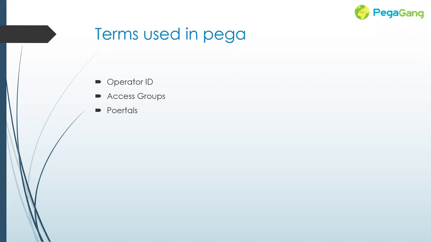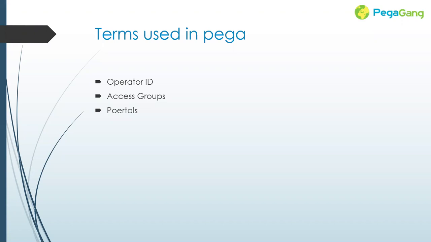Access group is nothing but a type of access for the operator. Basically we have two kinds of access for an operator. One access is for accessing the application. They may have multiple applications, and which application the user should have access to will be given by access groups. And the other access is what the user can perform.